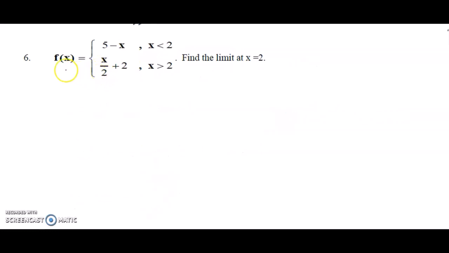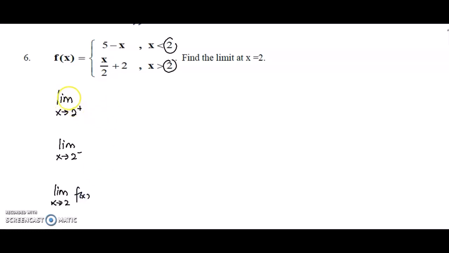For this example, again, we have a piecewise function. Find the limit at x equals 2. When you are asking for the limit at x equals 2, 2 is the boundary value in our piecewise function. So we must use the one-sided limits to determine the limit at x equals 2. Again, repeat the same procedure. We need to get the right-hand limit and the left-hand limit. Then only can we decide whether the limit as x approaches 2 exists or does not exist.